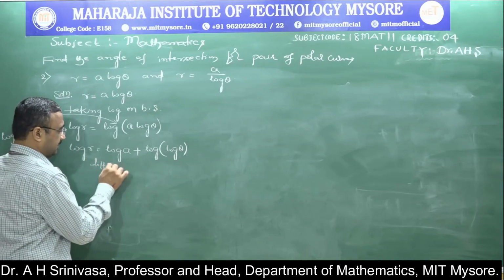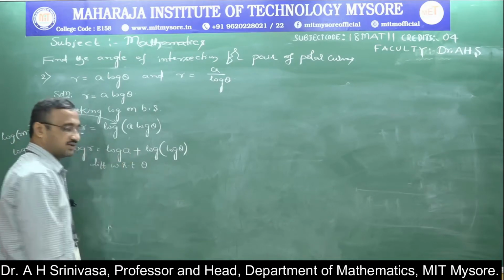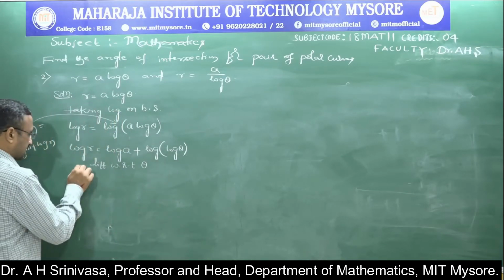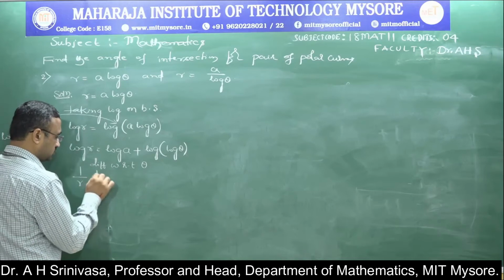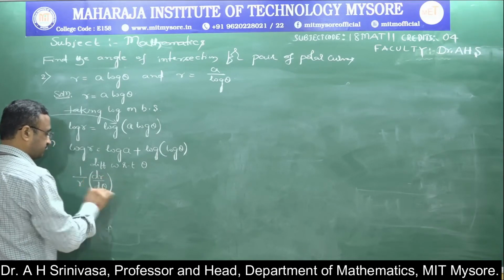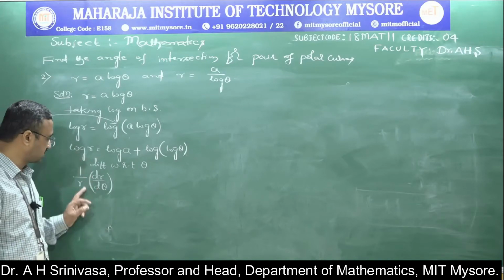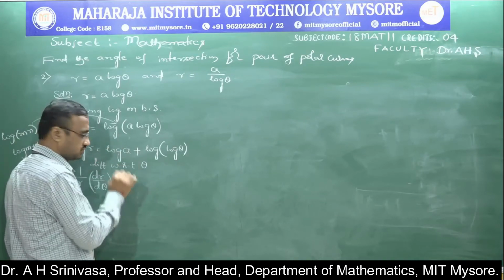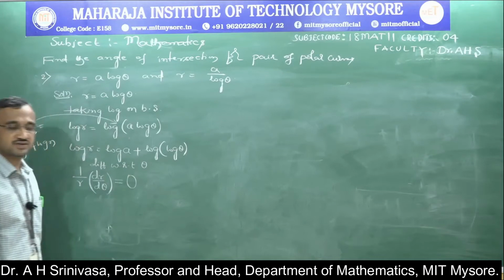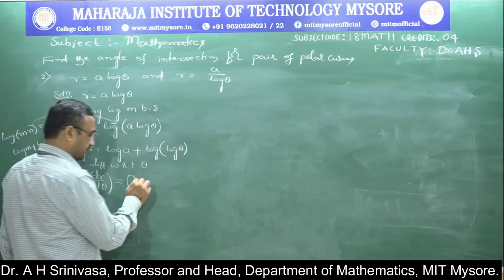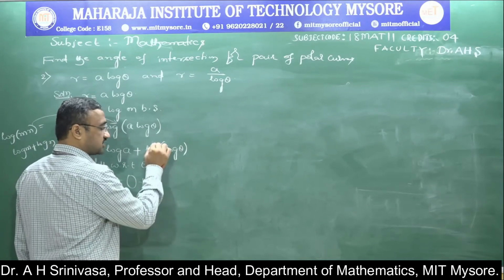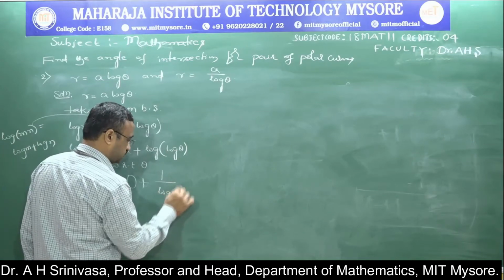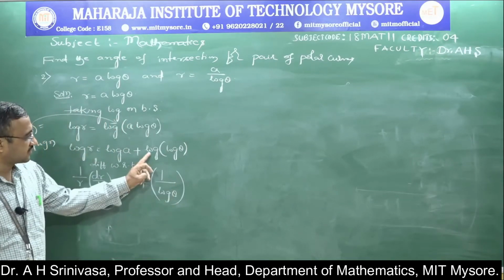Now differentiate with respect to theta. I am going to do a differentiation with respect to theta. This becomes 1 by r dr by d theta. Know that the differentiation of log r is 1 by r dr by d theta, and it should be equal to, it's a constant function, so differentiation of any constant function becomes 0, plus. Now differentiation of this one: first you have to do the differentiation for the logarithm function. This becomes 1 by log theta.